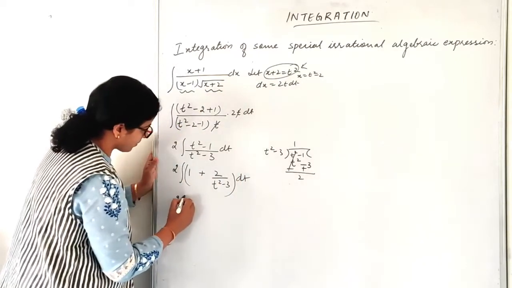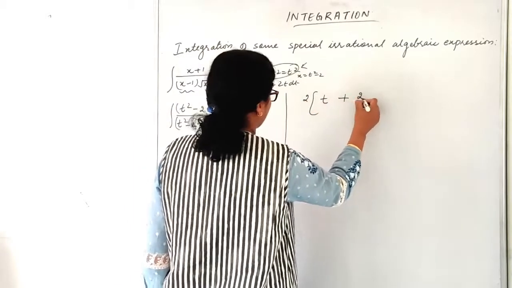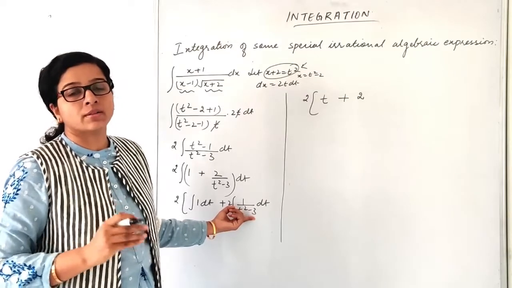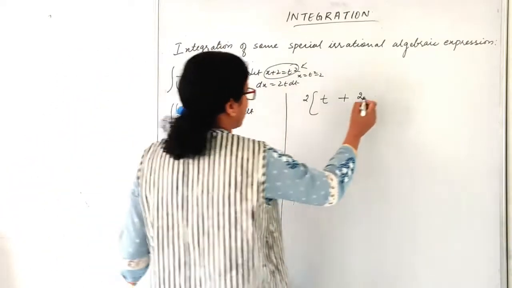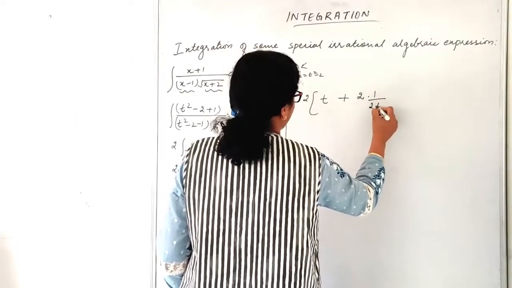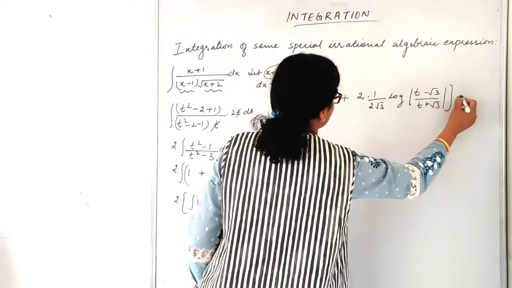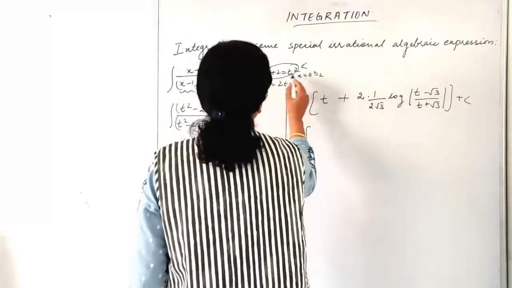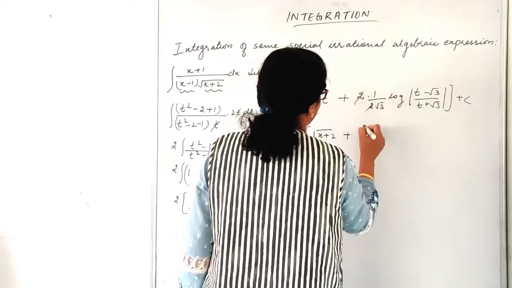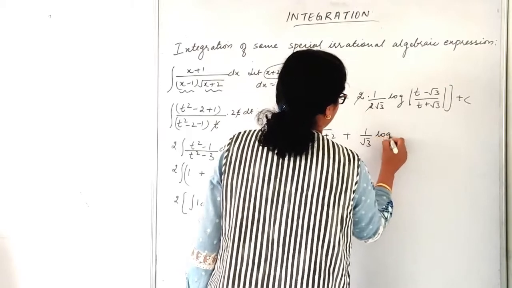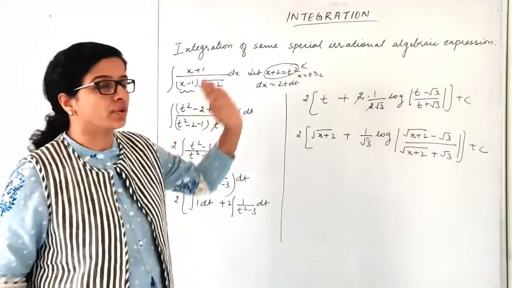So I am going to write 1 plus 2 upon t square minus 3 dt. Now simple integration. So I am getting here 2t plus 2. Integration of 1 upon x square minus a square is 1 upon 2a log of x minus a upon x plus a. Let us substitute that. So 1 upon 2a log of x minus a upon x plus a plus c. Substitute the value of t. t is nothing but root x plus 2, plus, we can cancel this out. This is my required answer for this question.